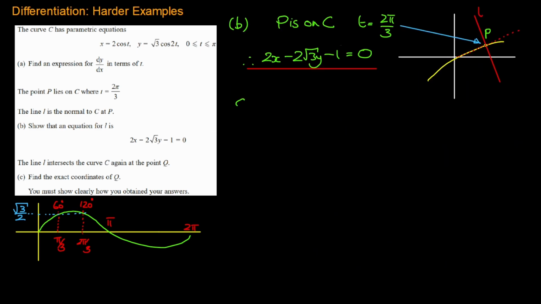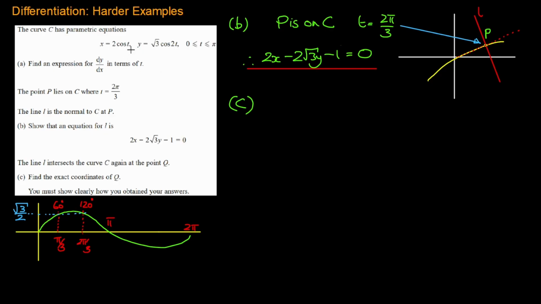So let's have a look at part C. They now tell us that the line L intersects with curve C again at a new point Q, and we're asked to find the coordinates of Q. So if this line L touches C again, there must be another value of t which would pop out of a substitution.